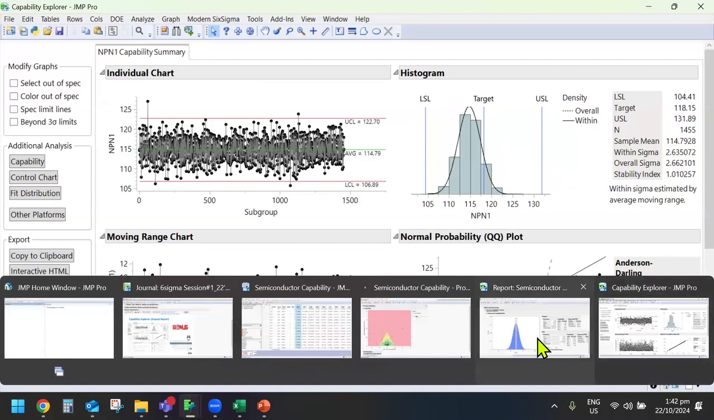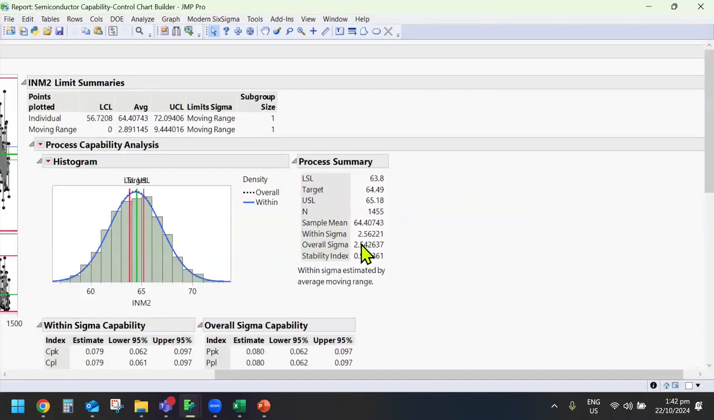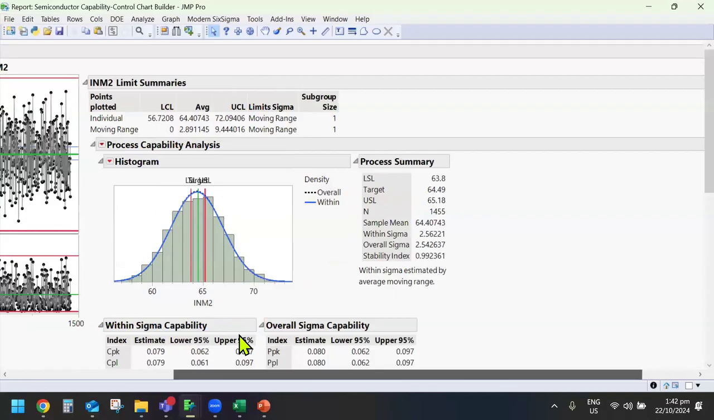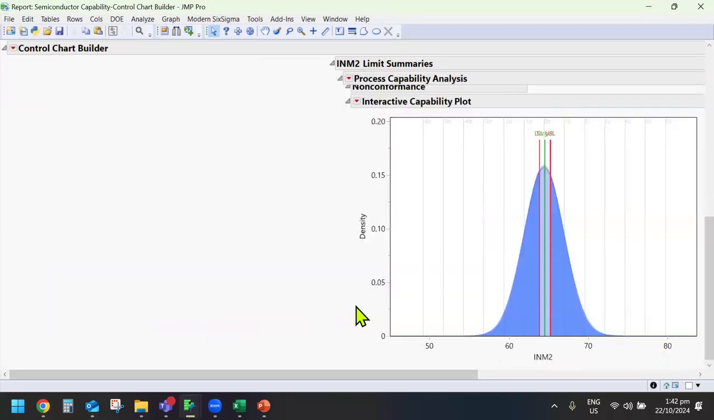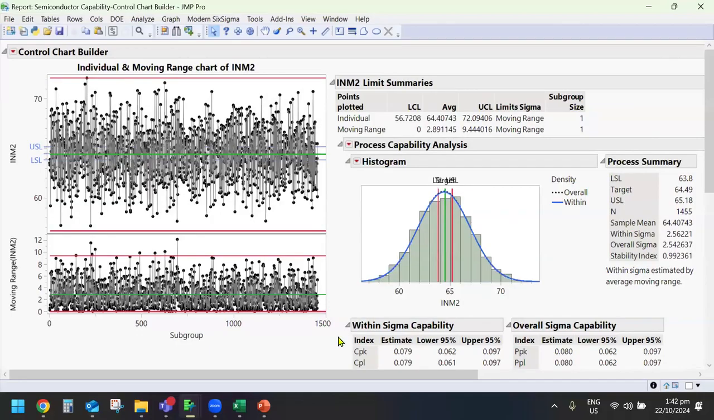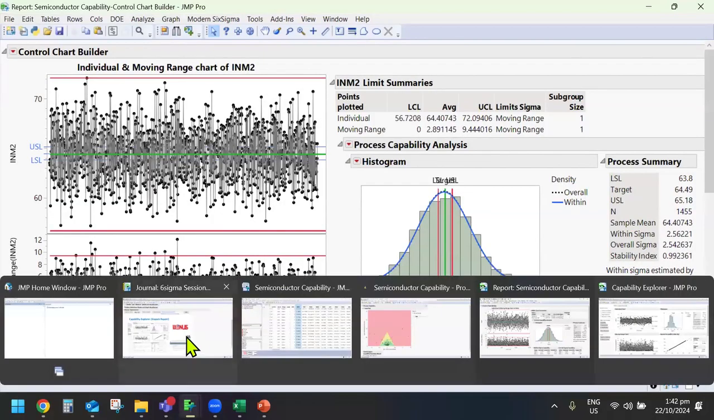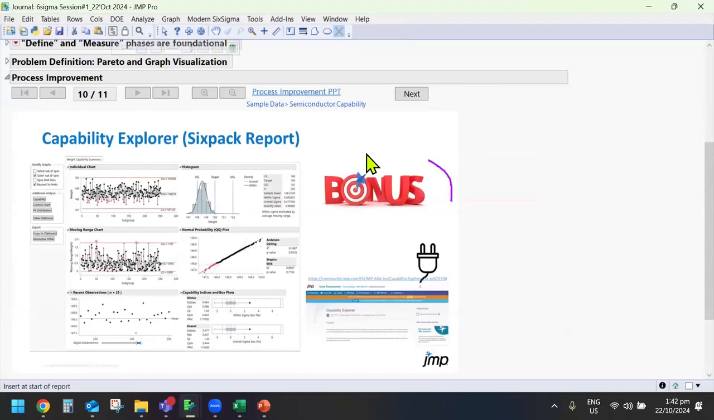If you like to use this way, feel free to do so. Otherwise, I will say our JMP one has everything that you need in one page. In one page, you can do all the things like what I said, and using the drill down, you can get it. So this is just a little bit of bonus talk about the six-pack report.